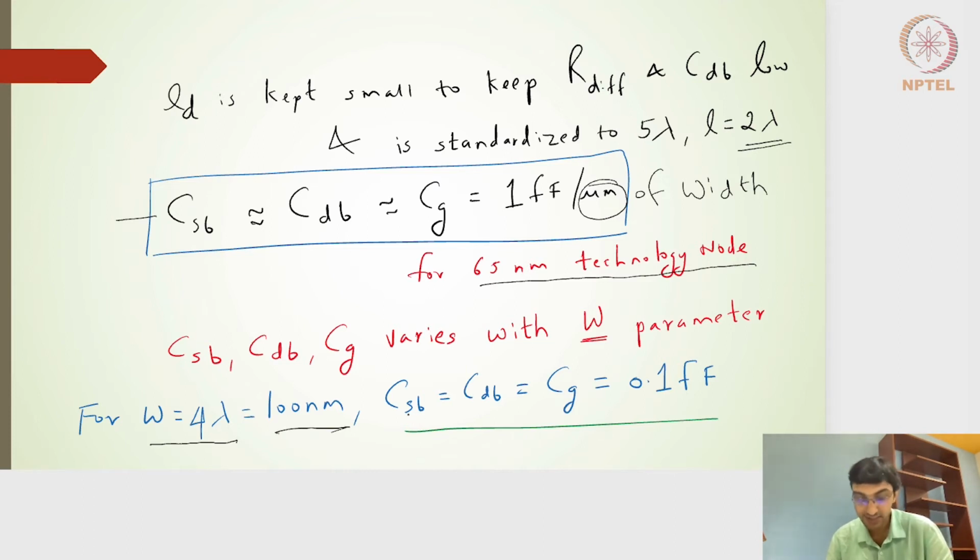So the depletion or parasitic capacitances CSB, CDB, and then the gate capacitance, which we will look into now, will be 0.1 femtofarads. This has been approximately standardized to 1 femtofarad per micron, so if it is 100 nanometers, it turns out to be 0.1 femtofarads. As we know, the capacitances CSB, CDB, and CG vary with the width of the transistor.